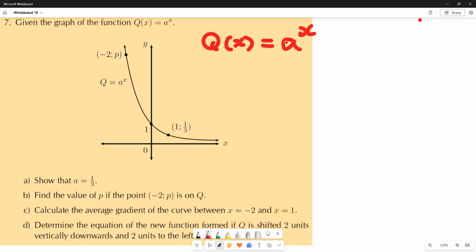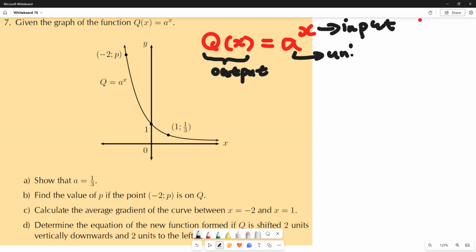Before you find the equation of a graph, you always need to ask yourself, how many unknowns do I have? In this case, you only have one unknown because this guy here is your output. Remember, the y value is the output, and this guy here is your input. So the only unknown is a. A is the one that we don't know. Remember, input and output are general on the graph.